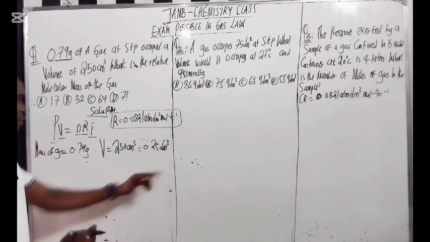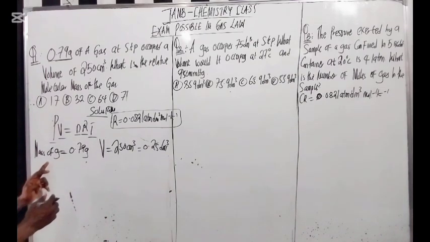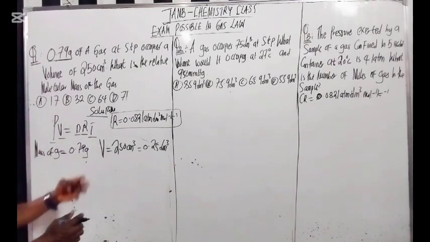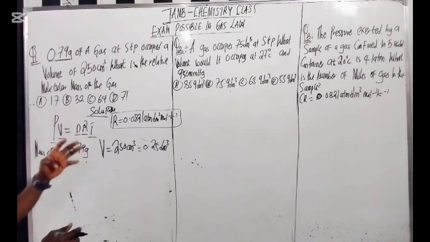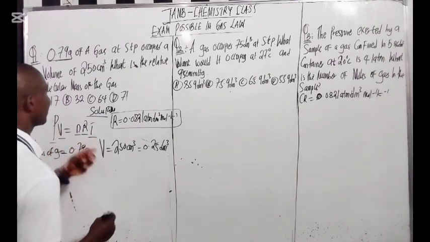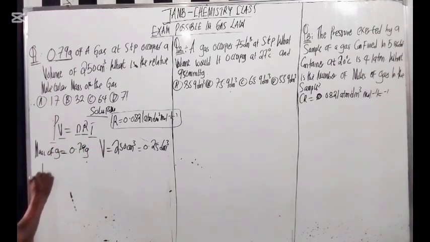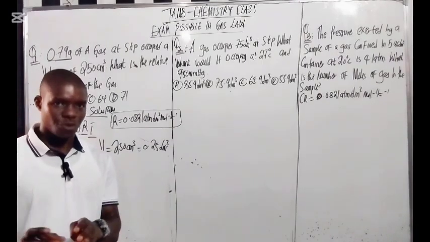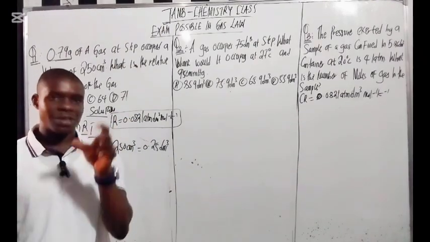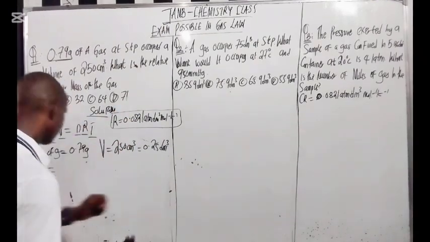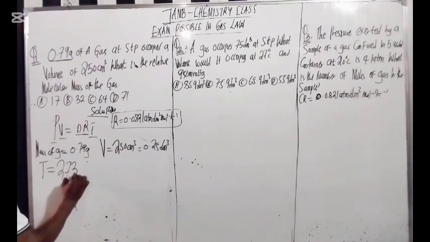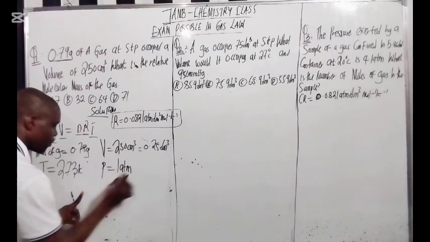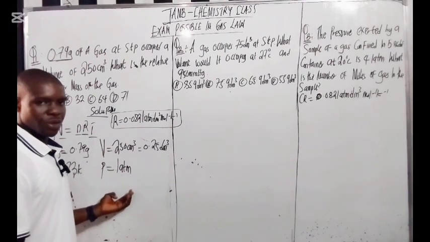Do you understand? If you check very well, they only give us the mass and the volume here. They say you will calculate the molar mass of the gas. So how do we get the temperature? Temperature will be 273 Kelvin. At standard temperature and pressure, temperature is always 273 Kelvin. Now what about my pressure? My pressure is going to be 1 atm. As easy as that.